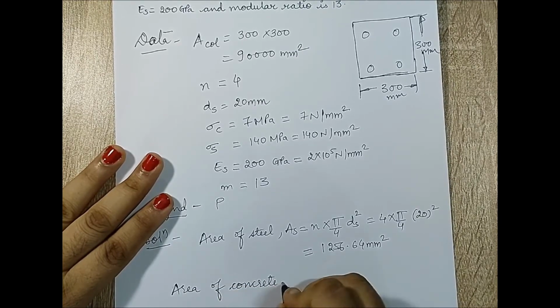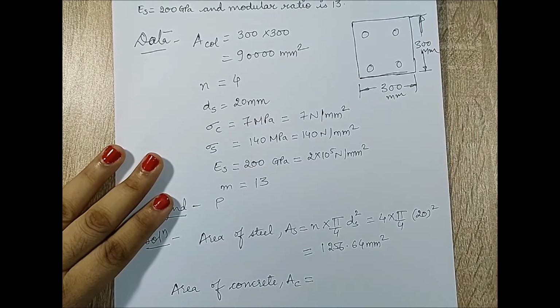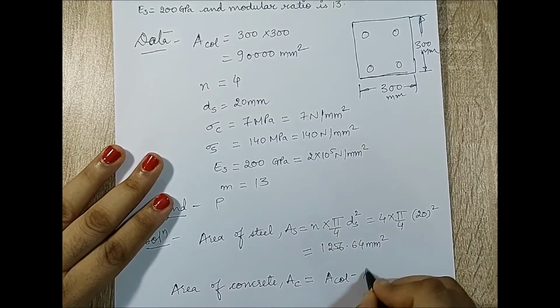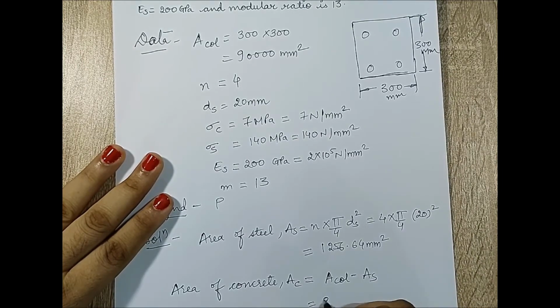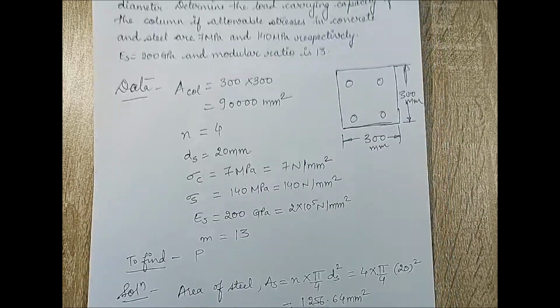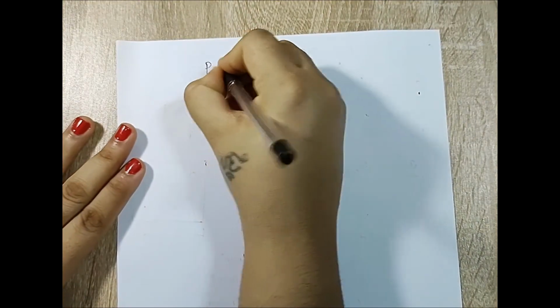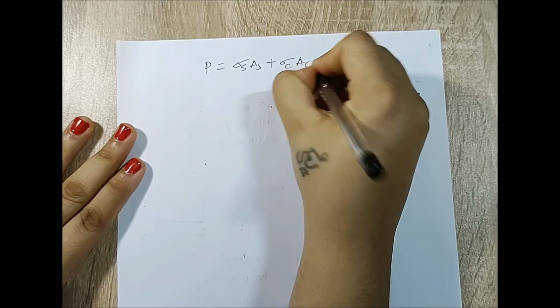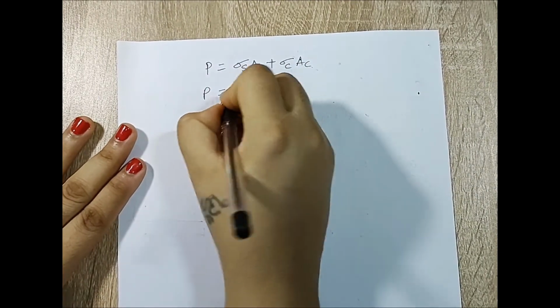because steel and concrete both are going to resist the load exerted on it. So area of concrete will be area of column minus area of steel, which will be 88743.36 mm square. This is what I get as an answer. Again, I'm going to use the same formula which I've used in the previous problem. Total load is equal to sigma S AS plus sigma C AC. I don't know the value of P.